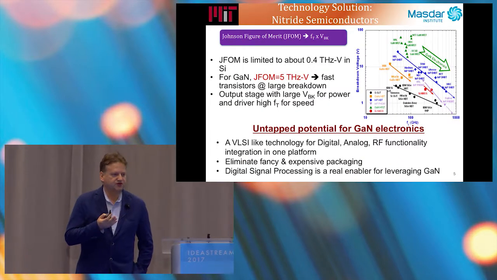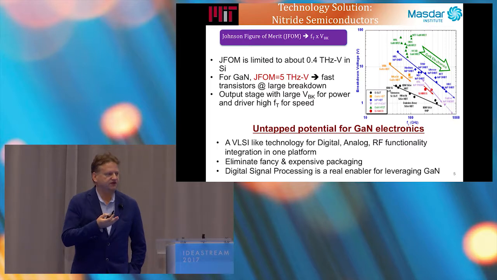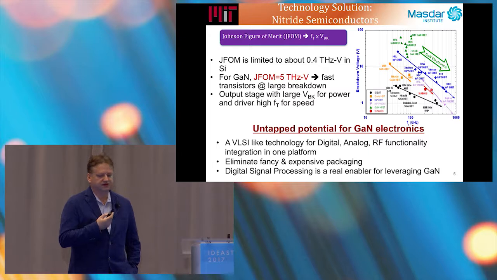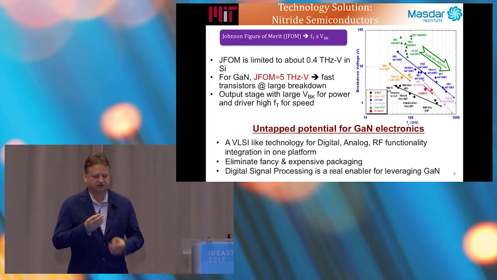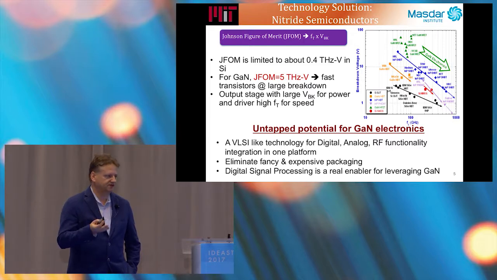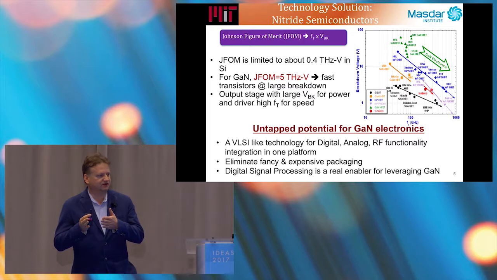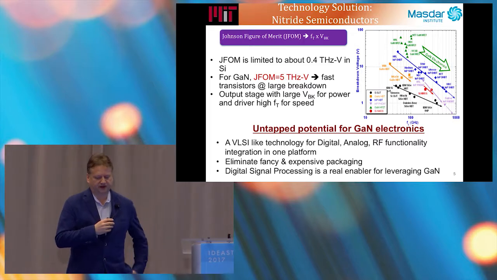The technology solution comes from MIT. It is a nitride semiconductor solution. The salient feature is related to the Johnson figure of merit, which is the product between the fT, as a measure of speed, and the breakdown. As you can see, the Johnson figure of merit for gallium nitride is about 5 terahertz volt, which is 10 times larger than silicon. That allows us to have large breakdown and, at the same time, high speed.